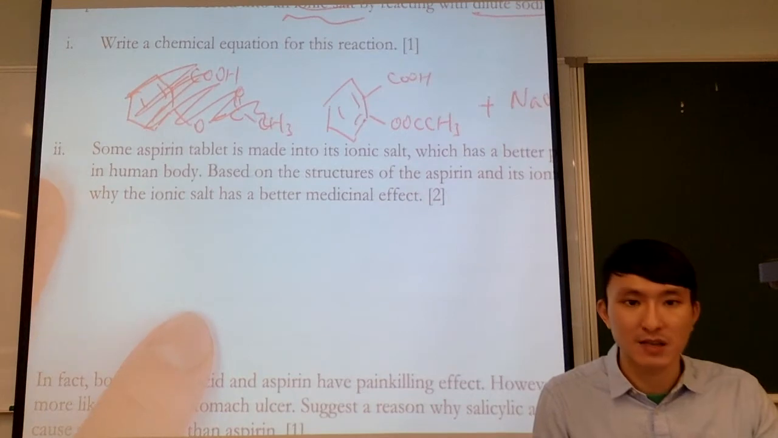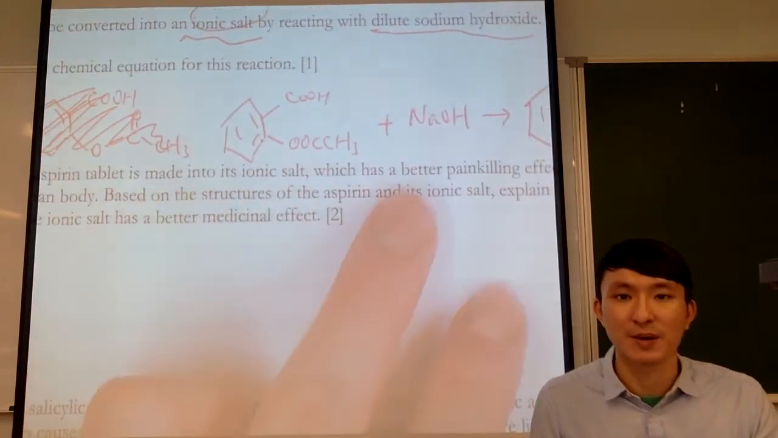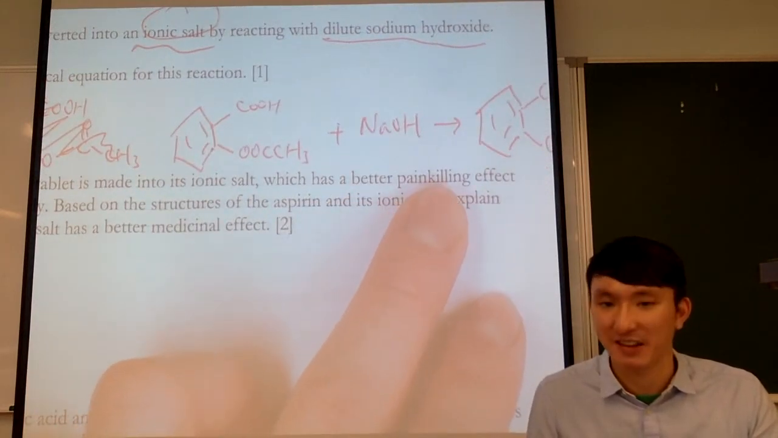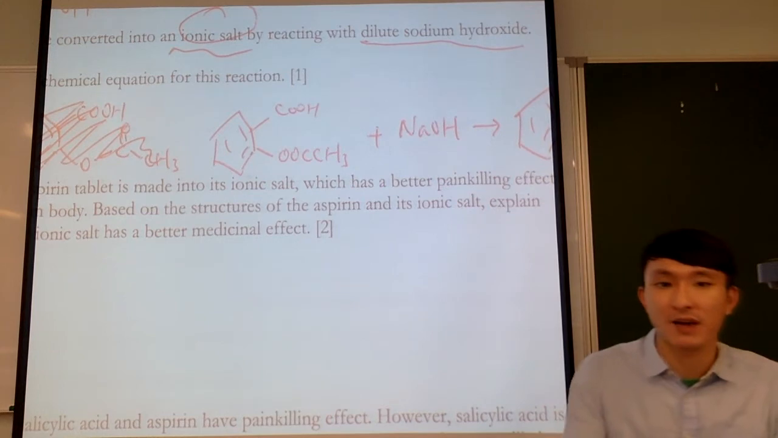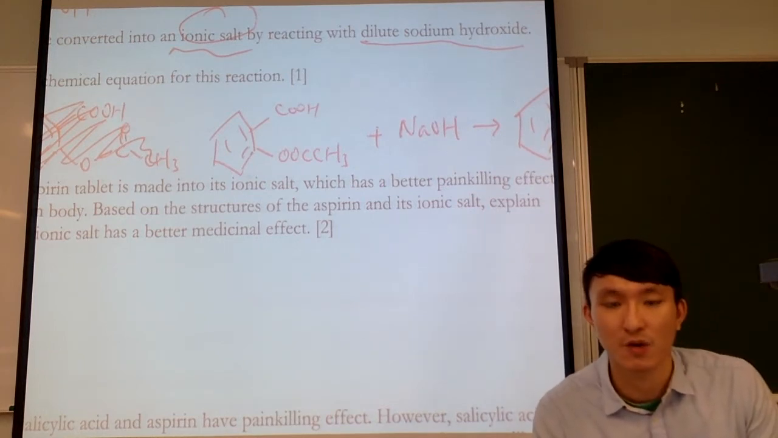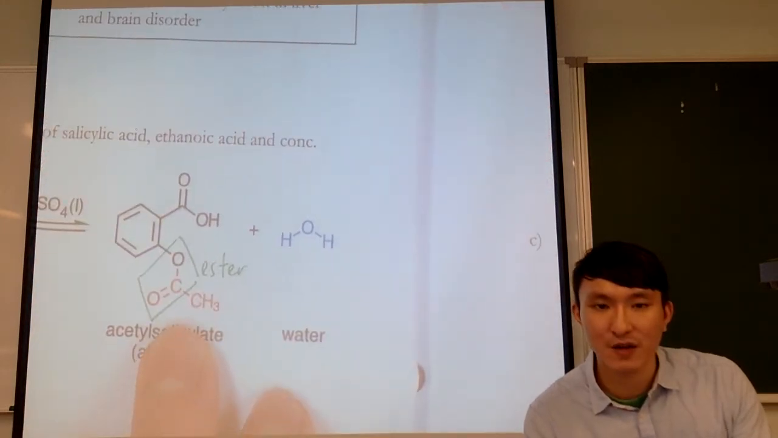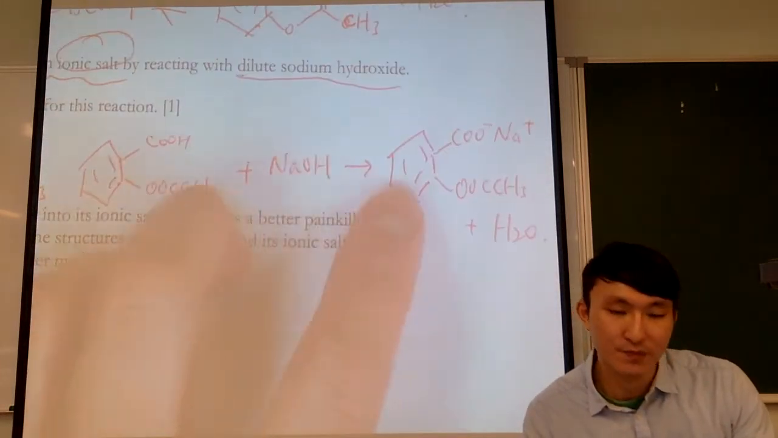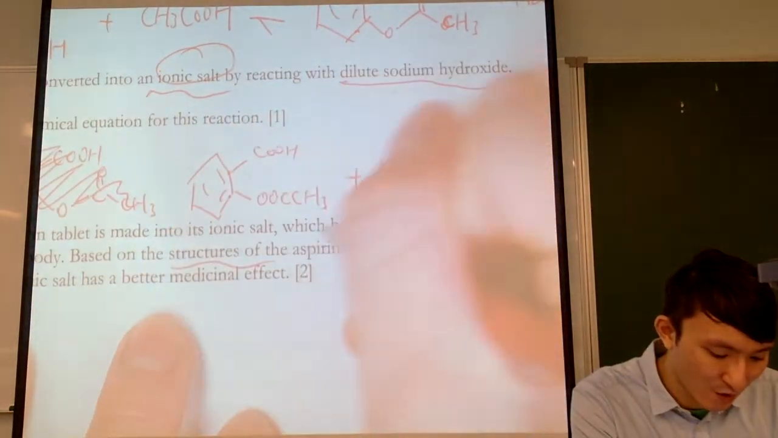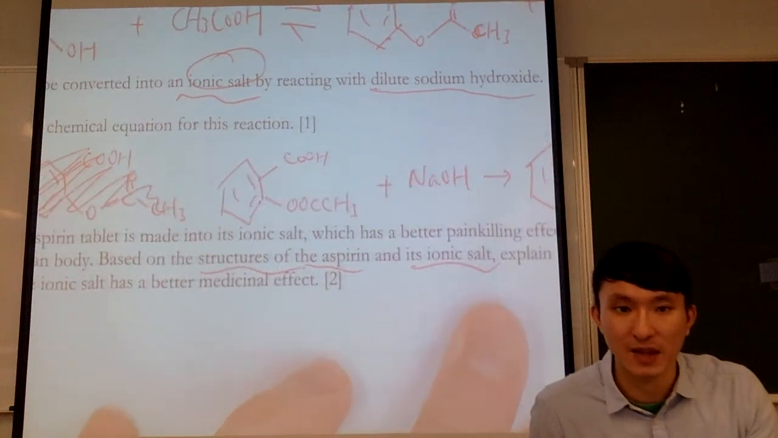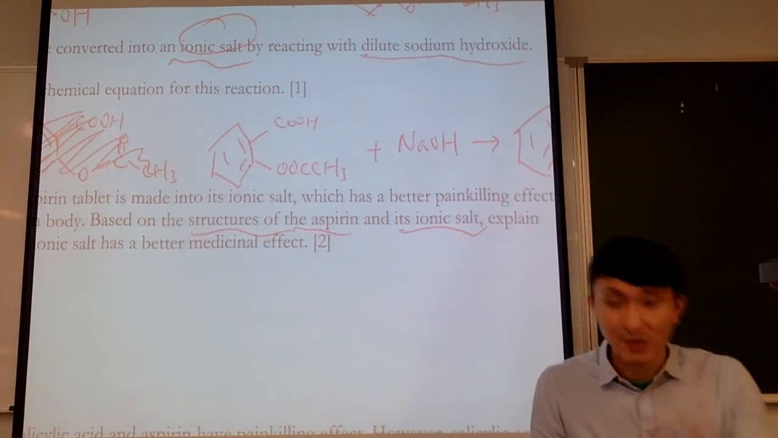All right, now C(ii). So some aspirin tablet is made into its ionic salt, which has a better painkilling effect. So in fact, for aspirin, for those you actually buy from the pharmaceutical company or local pharmacy, the aspirin is not exactly having a structure like this. Very often they will give you in a form of sodium salt. So here, based on the structure of aspirin and its ionic salt, explain why the ionic salt has a better medicinal effect. Now, this one is a challenging question.